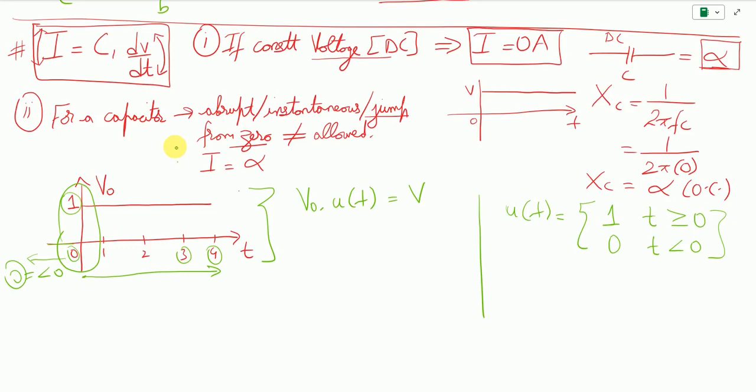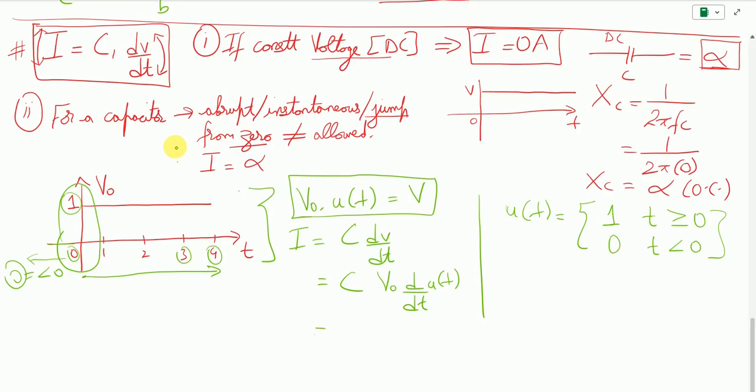Now if we put the unit step function into the equation of the current, we know that I is equal to C dV by dt. We know that dV by dt is basically V out. You put in the unit step function and differentiate. The differentiation of the unit step function, V naught being this, comes out to be a delta function, and this is the output that we are getting.